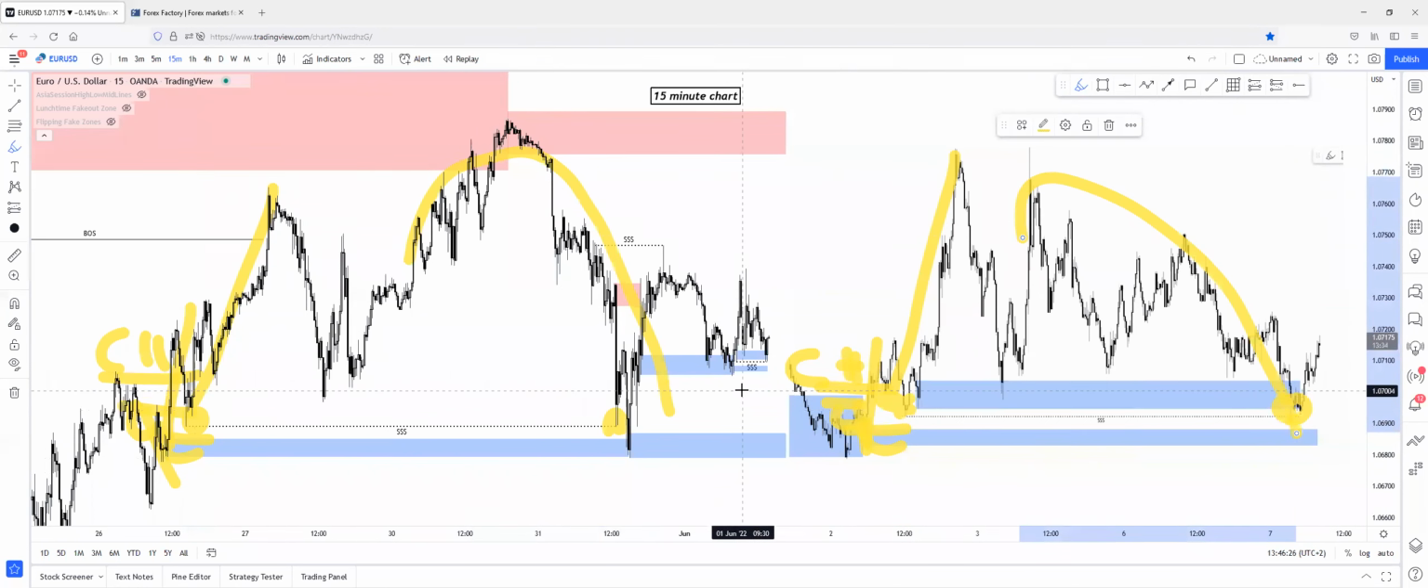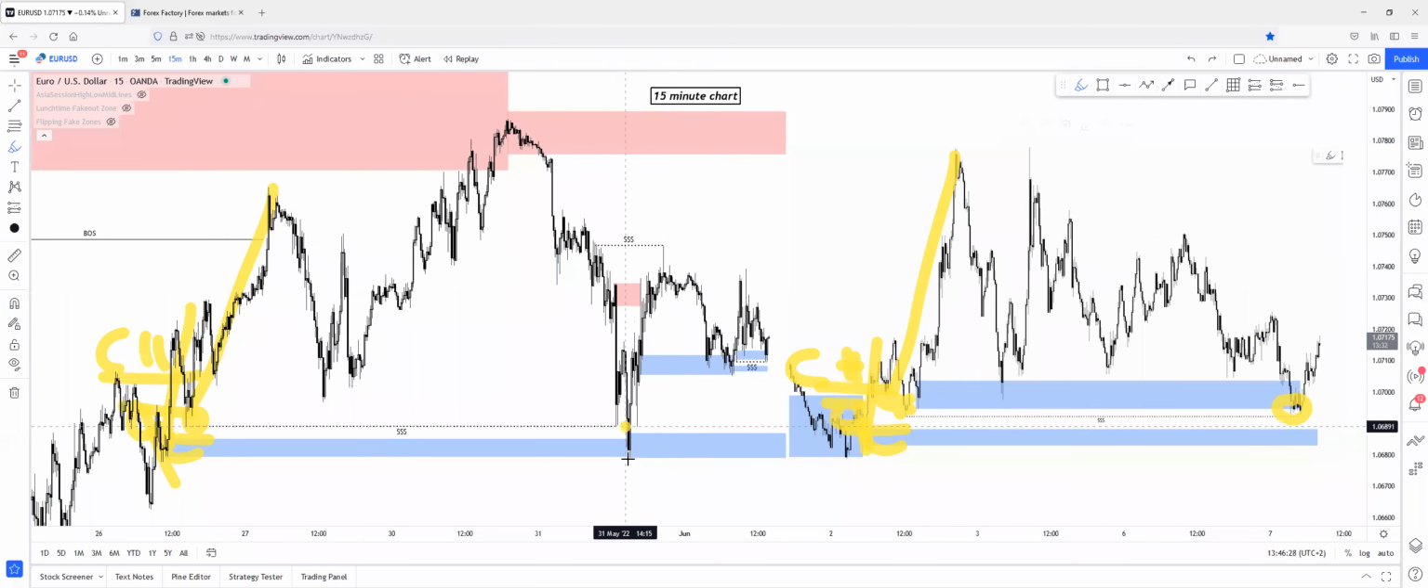And right now it's in a demand zone. We can expect a tap, and we can expect the mitigation of this demand zone. It will happen. So that's why I'm saying that every single time frame is correlated.